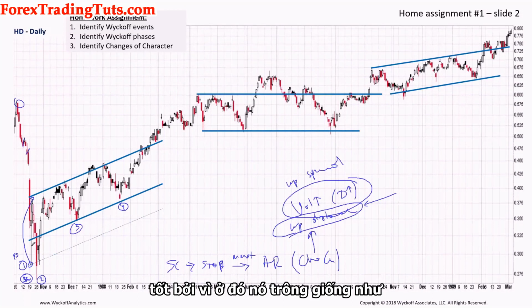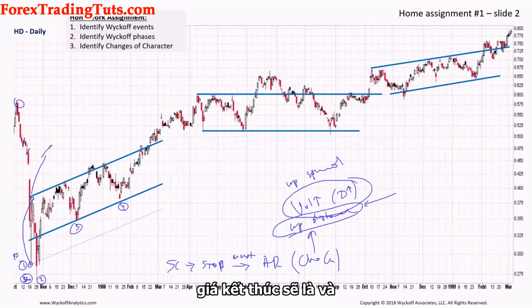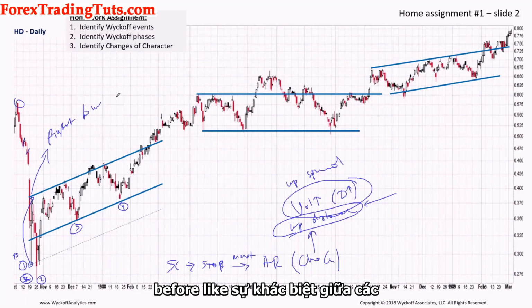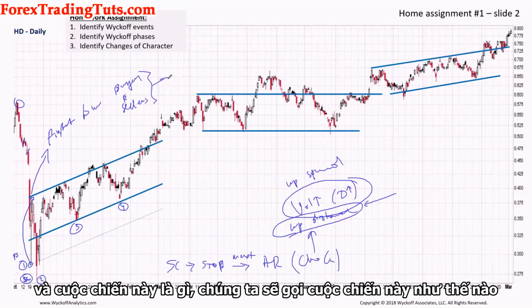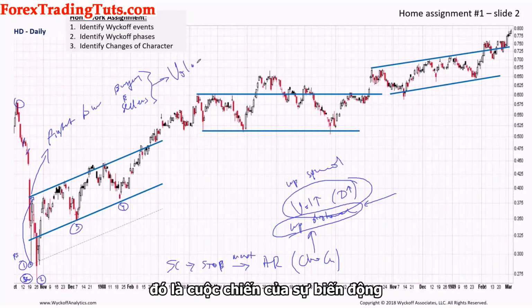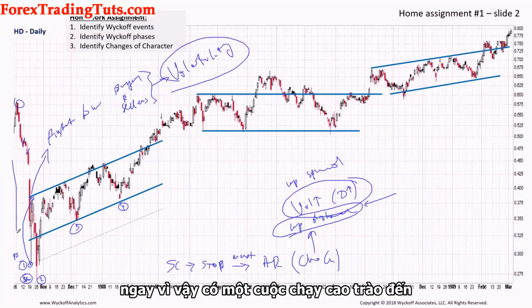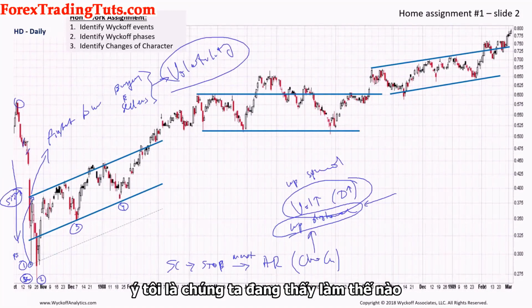Well, because it looked like there was a fight between where the ending price will be and before, like the difference between the range of the tick and of the wicks and the ending prices, I think. Yes, absolutely. We see, and what is this fight? How would we call this fight? It's the fight of volatility, right? So there is a climactic run to the downside that increases the supply tremendously. I mean, we're seeing how it's a general capitulation here.